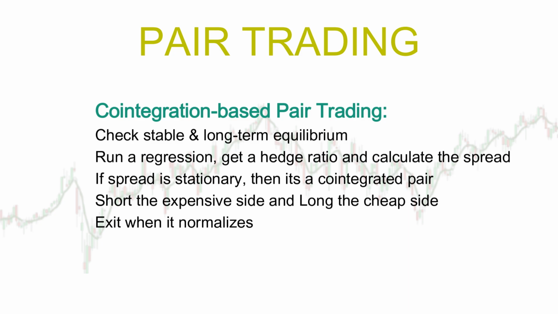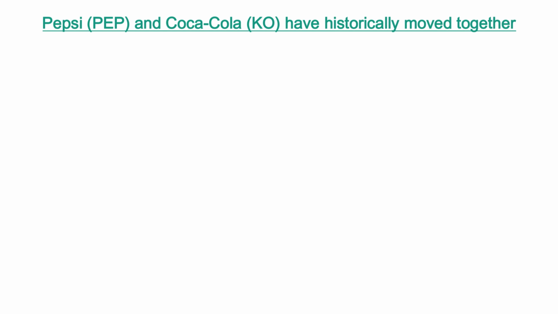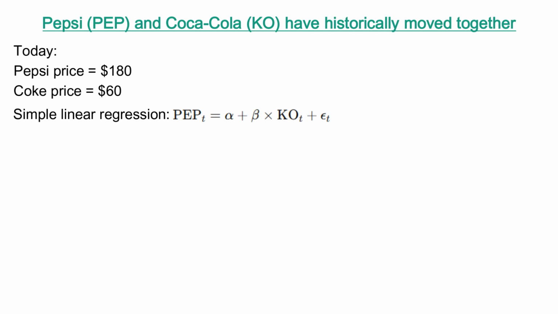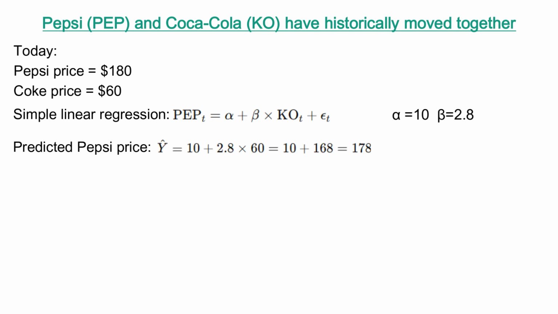Now let's understand this concept of pair trading with an example. Suppose you find Pepsi (PEP) and Coca-Cola (KO) have historically moved together, and today's Pepsi price is $180 and the Coke price is $60. First, you run a simple linear regression. Let's say you estimate alpha is 10 and beta is 2.8. So the predicted price will be 10 plus 2.8 times 60, which is 178. But the actual price is 180. So the residual is 180 minus 178, which is 2.